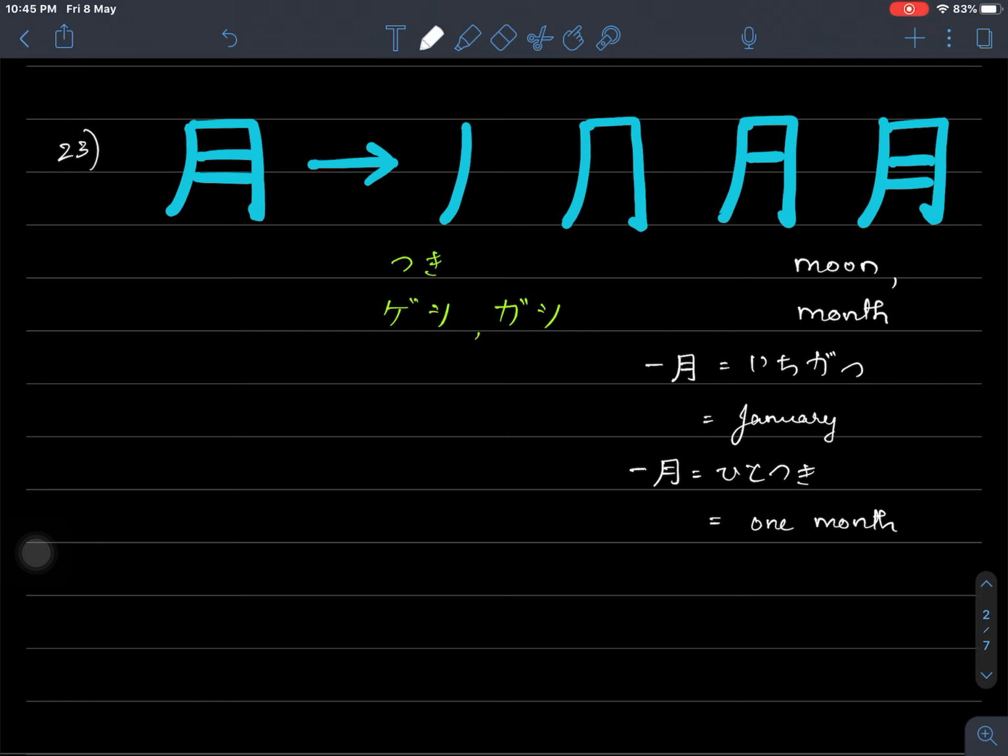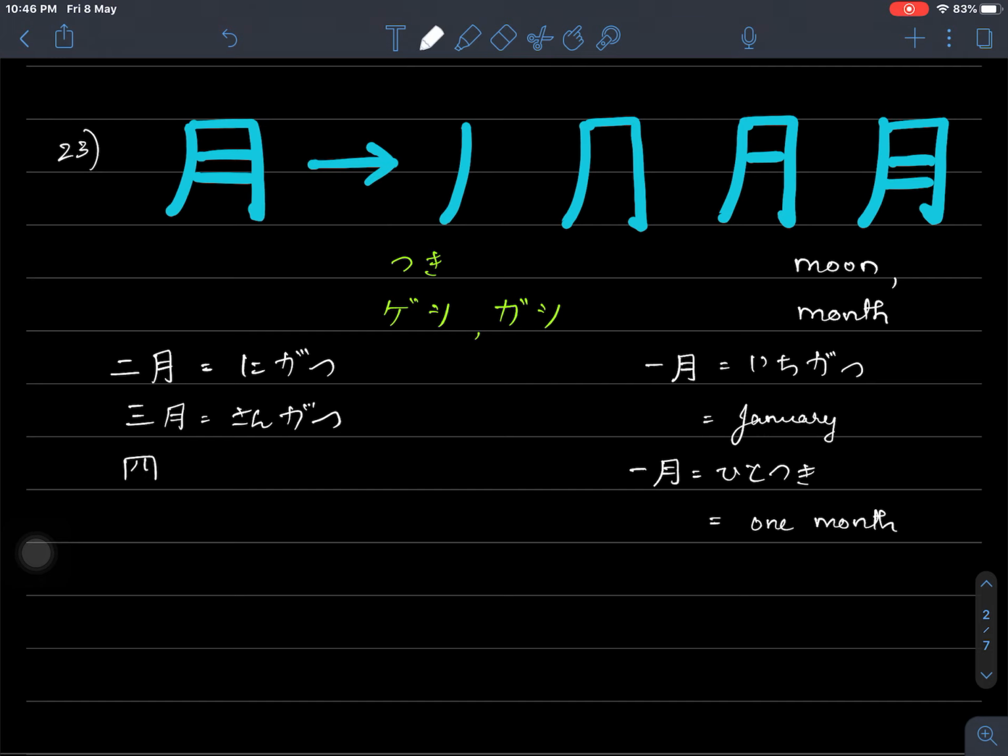Now let's have a look at a few more words. Or actually, before we do that, let's have a look at how they write months in Japanese. Just now we have seen January to be ichigatsu. Similarly, we will have this, which will be nigatsu. I'm pretty sure all of you know what nigatsu is. Let's have a look at the next one. This is sangatsu.